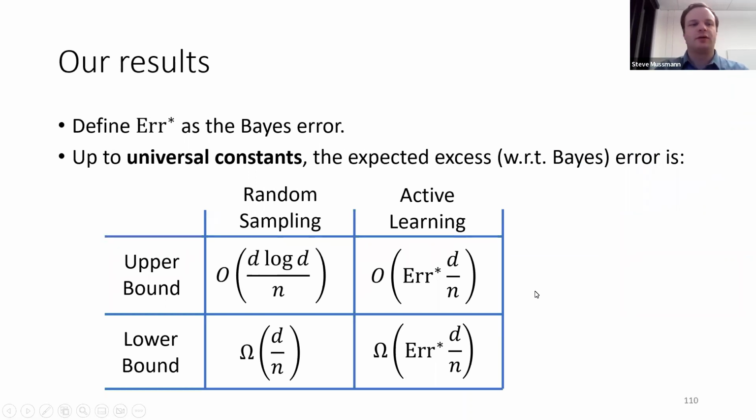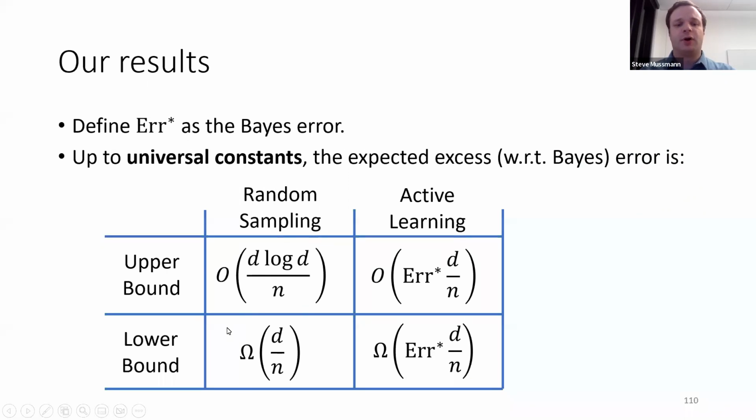So jumping ahead to our results, if we define error star as the Bayes error, then up to universal constants, the expected excess error with respect to the Bayes error is shown in the following table. One thing to note is that these lower bounds are for any active learning algorithm, not just uncertainty sampling. And we prove this using an information theory lower bound.